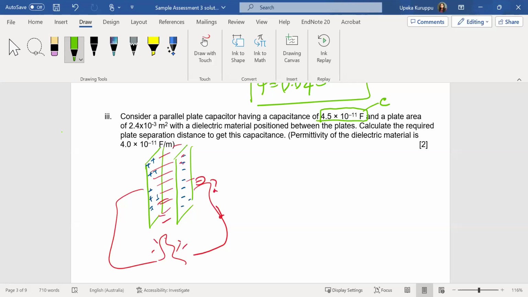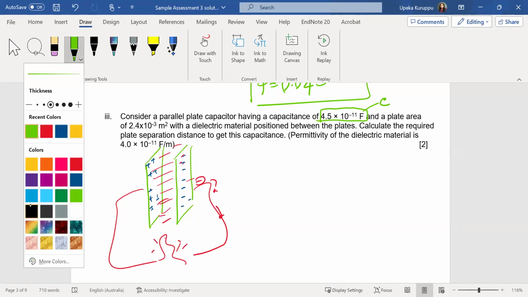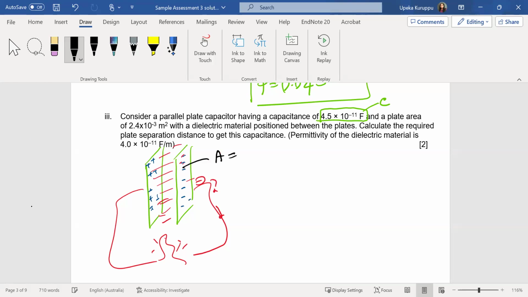Okay, so the capacitance is given to us. The area of this plate is given to us. There is a dielectric material positioned between the plates. Calculate the required plate separation. They're asking you to find the separation between the plates. And the permittivity of the dielectric material is given to you: 4 times 10 to the negative 11 farads per meter.